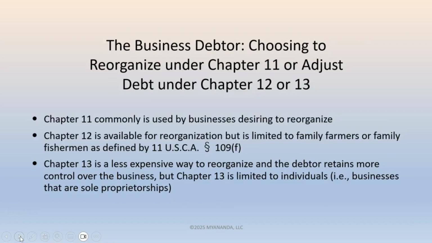So now we're going to look at the contrast between choosing reorganization under 11 or adjusting debt under Chapter 12 or 13. So Chapter 11 commonly is used by businesses desiring to reorganize. Chapter 12 is available, but it's limited to family farmers or family fishermen. And Chapter 13 is a less expensive way to reorganize, and the debtor retains more control over the business. But it's limited to individuals, so businesses that are sole proprietorships.